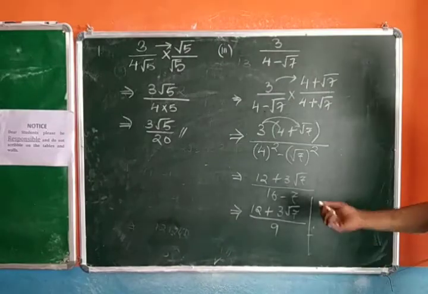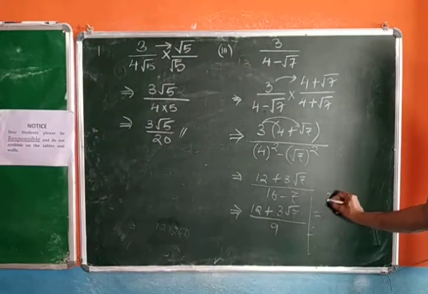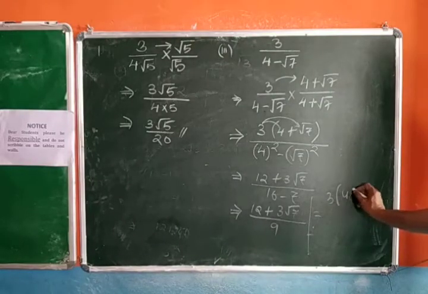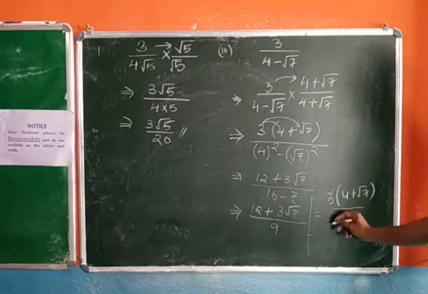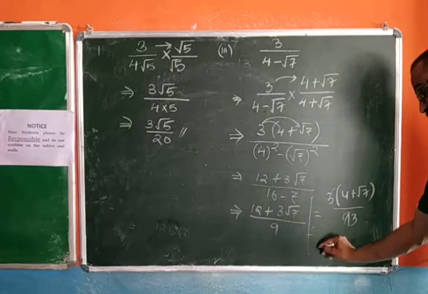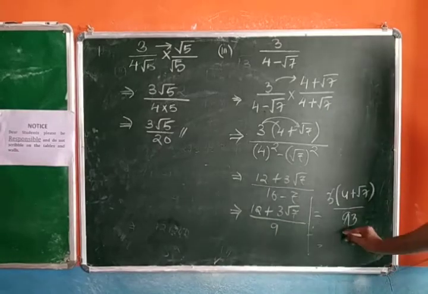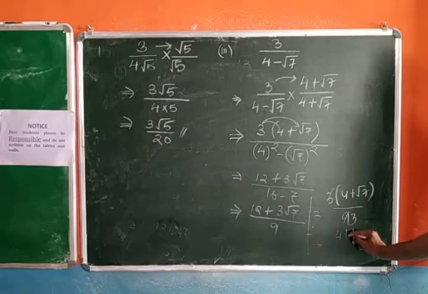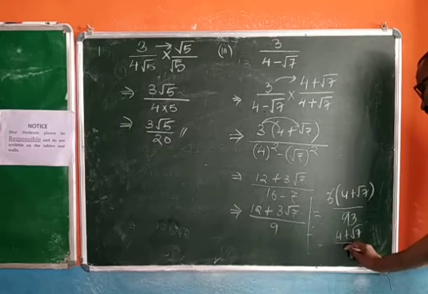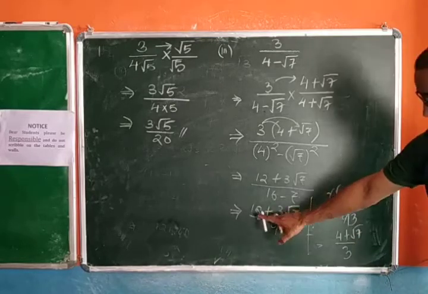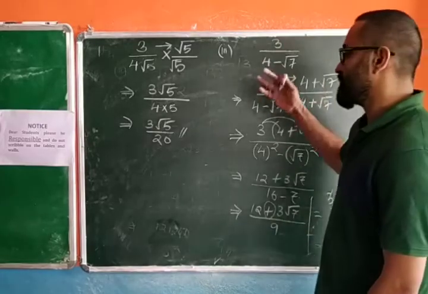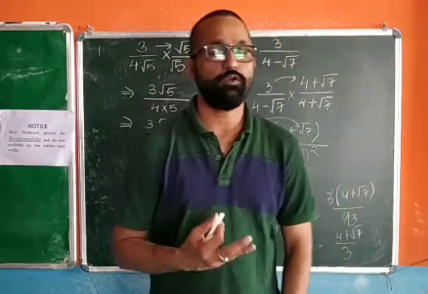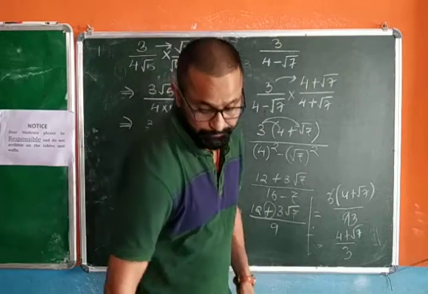Simplification can be done further if you want. 3 is common, so 4 plus root 7 divided by 9. You can cancel this if they are reducible: 4 plus root 7 divided by 3. You cannot cancel individually because there is a plus sign. So these are the simple steps involved for rationalization.